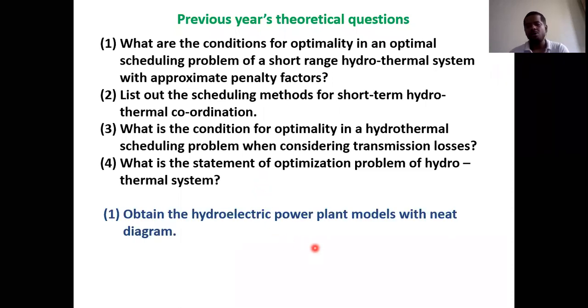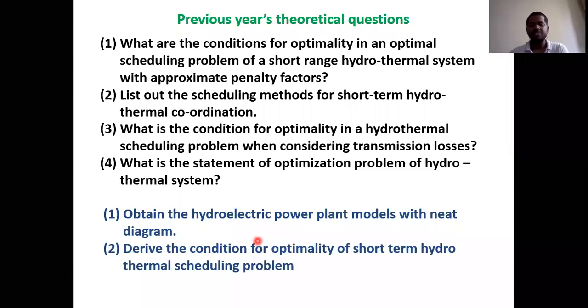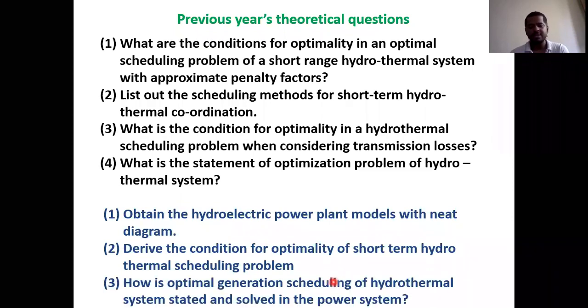when we consider the long answers, the first question is, obtain the hydroelectric power plant models with neat diagrams. Already explained, we have 4 types: reservoir type and pumped storage, with storage and without storage. So we have already seen 4 types of power plants. And the next one is, derive the condition for optimality of the short-term hydrothermal scheduling problem. In this class itself, we have seen that derivation by considering the discretization principle. And the third question is also the same thing: how to get the optimal solution when we are considering short-term hydrothermal scheduling.